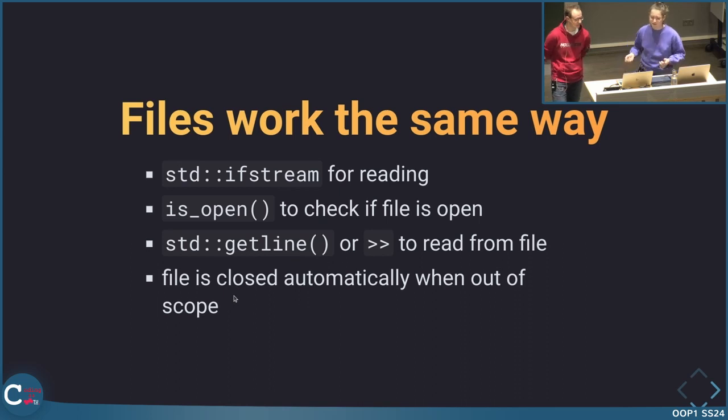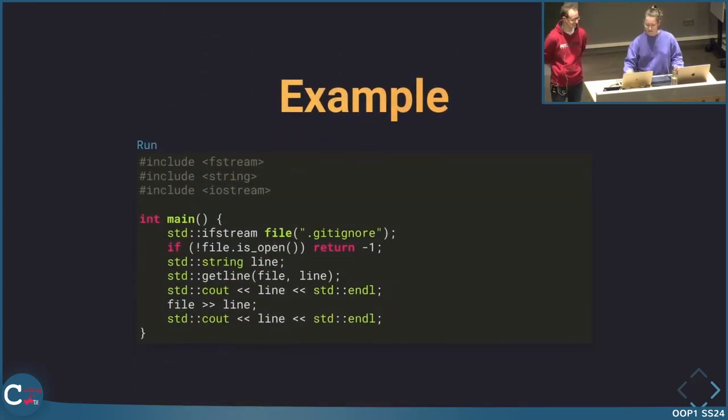And then you can use getline or these extraction operators to read from this stream like you would read from cin. And another benefit, the file is automatically closed when this input stream object goes out of scope. So you don't have to handle these cases. So you cannot forget to call fclose at the very end. I also have an example for that.